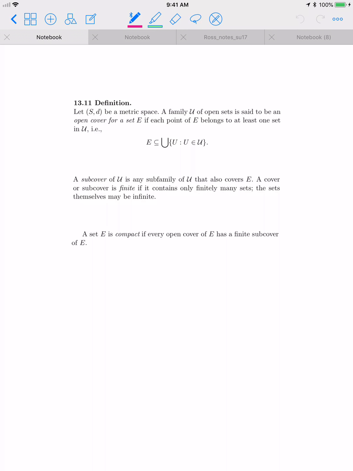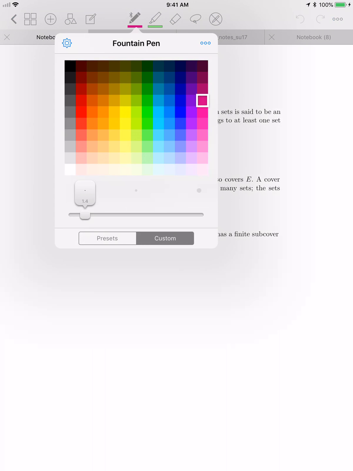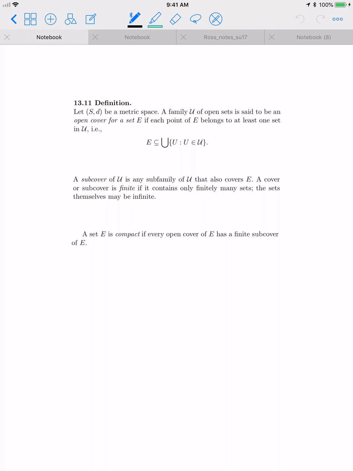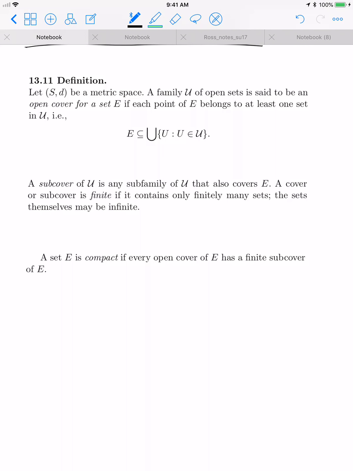Okay, so we're going to introduce now a very important concept, and the concept is compactness. So this is an important topological concept, and let's run through some definitions. So suppose you have a metric space S comma D.